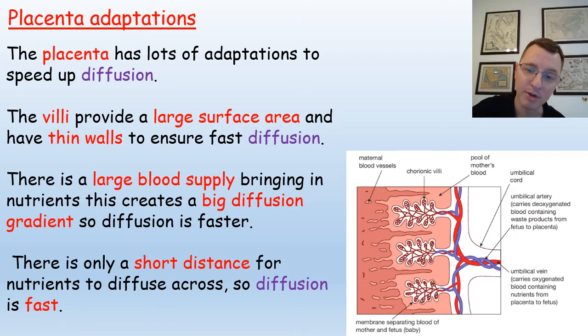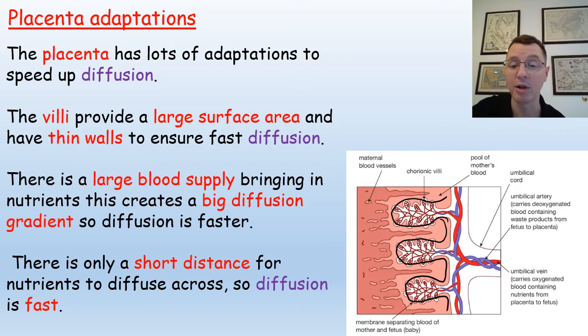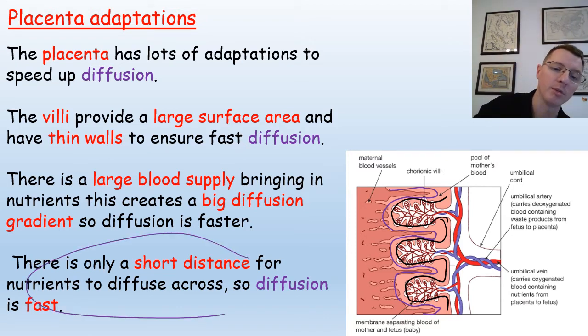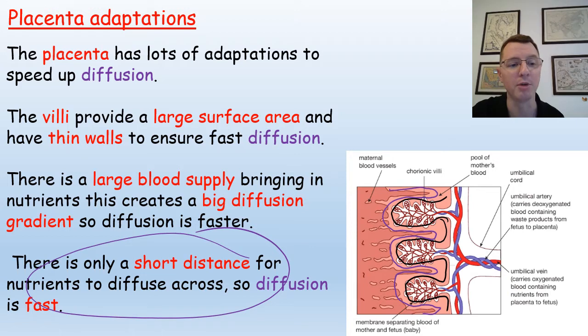Firstly, if we have a look at this diagram here, we have sections of the fetus's blood which look very much like villi. And then if we look at the mother's blood as well, the mother has villi working in the opposite direction. These villi provide a very large surface area to ensure fast diffusion. The villi also have very thin walls to ensure a short diffusion distance, which will also mean a fast rate of diffusion. And there's also a large blood supply bringing in all the nutrients and creating a big diffusion gradient, so again diffusion is faster.